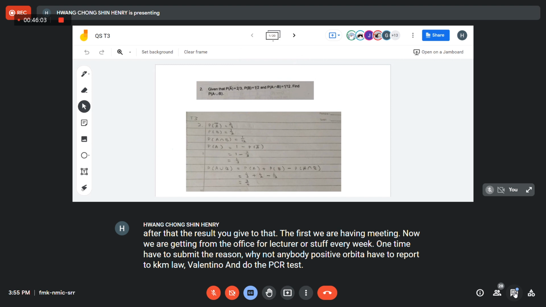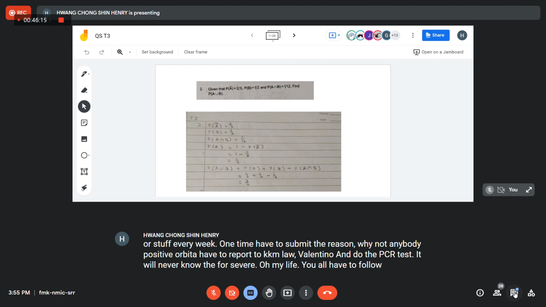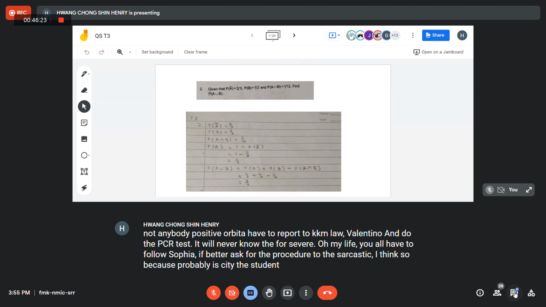You all don't know the procedure. So, okay, my last item, I want to emphasize: you all have to follow the SOP. It's better to ask for the procedure and do the self-test kit. I think so, because for public utility, the students are doing self-test kits.